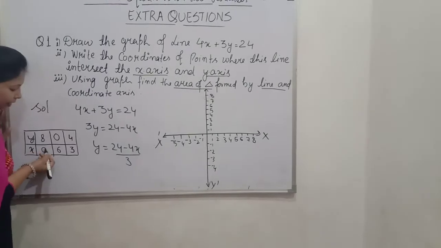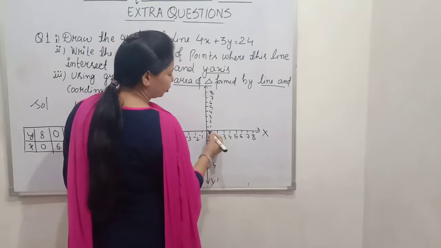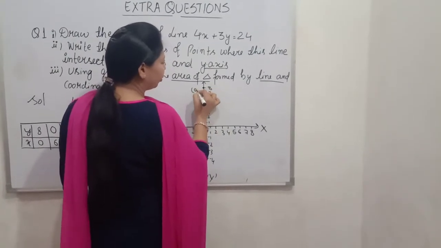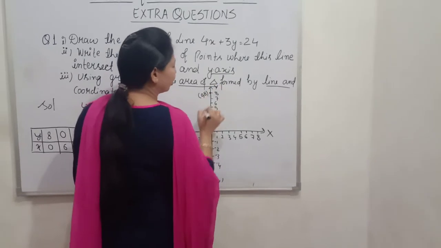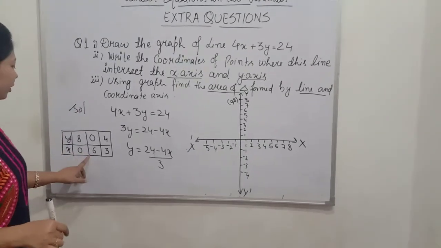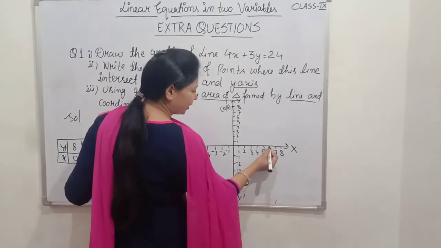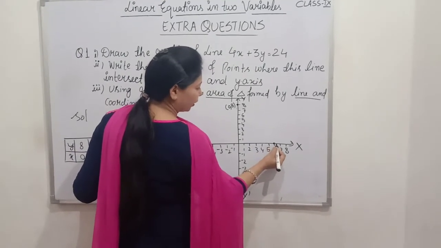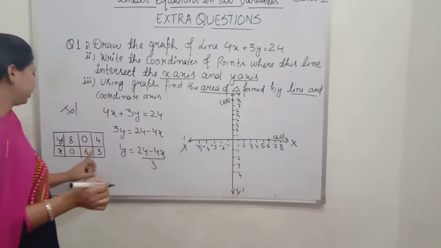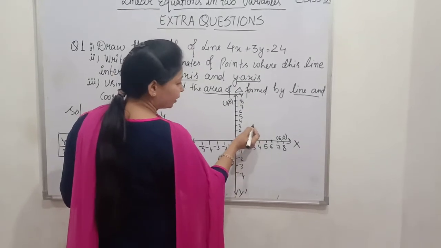Now plot the point (0, 8). That means the x-coordinate is 0 and y is 8. So 0 is here and y is here. So this is my (0, 8). Obviously on the y-axis x is 0, so this is the point. Now the second point is (6, 0): x is 6 and y is 0. So this is (6, 0). Now the third is (3, 4): x is 3, y is 4.